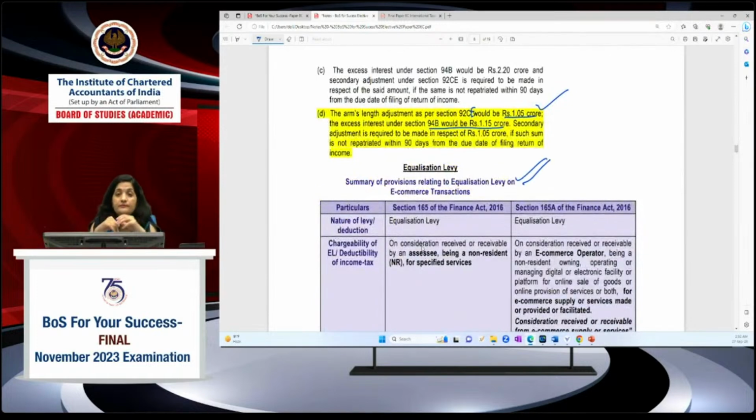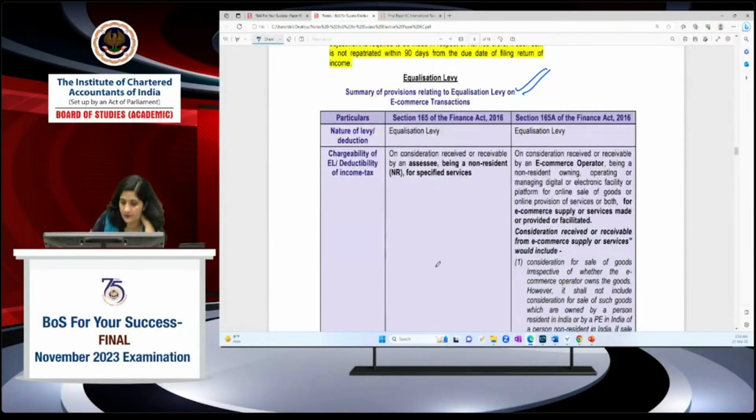Equalization levy. Many things are important in whatever has been given. Everything is important, of course. In equalization levy, what mistakes you can make is that two sections are there in equalization levy. First is section 165, then 165A, newly brought, not last year's. So 165 where it is applicable. Let me just quickly take you through these equalization levy provisions.